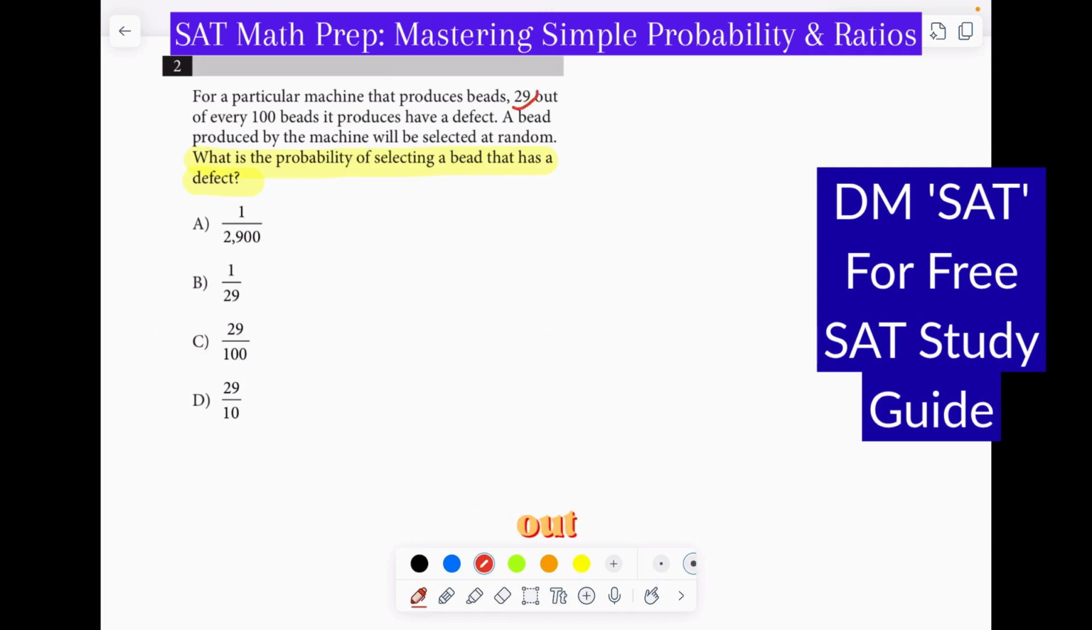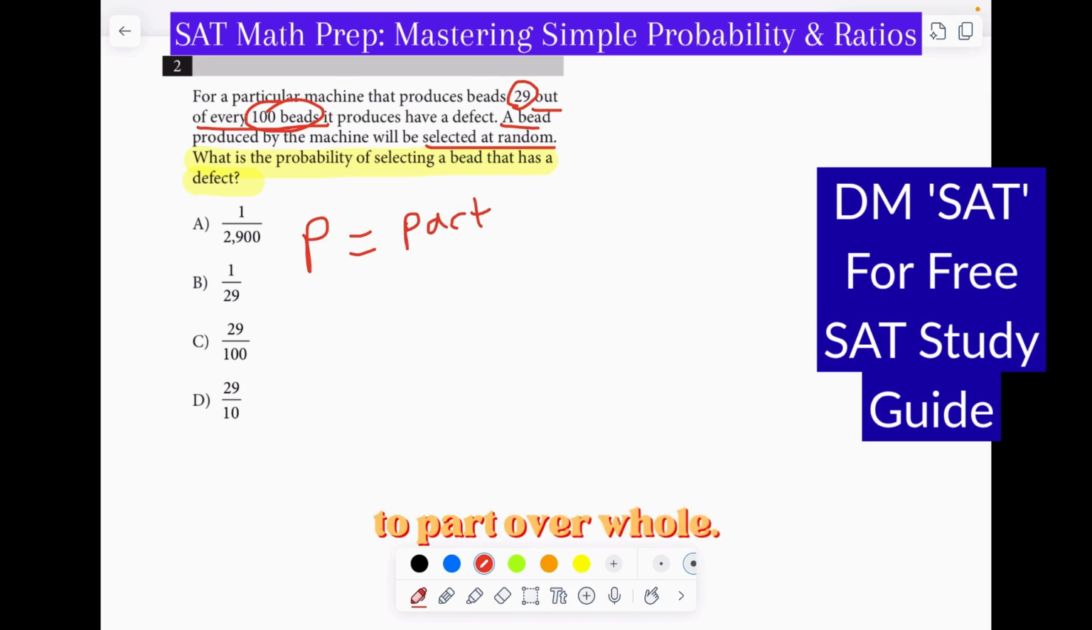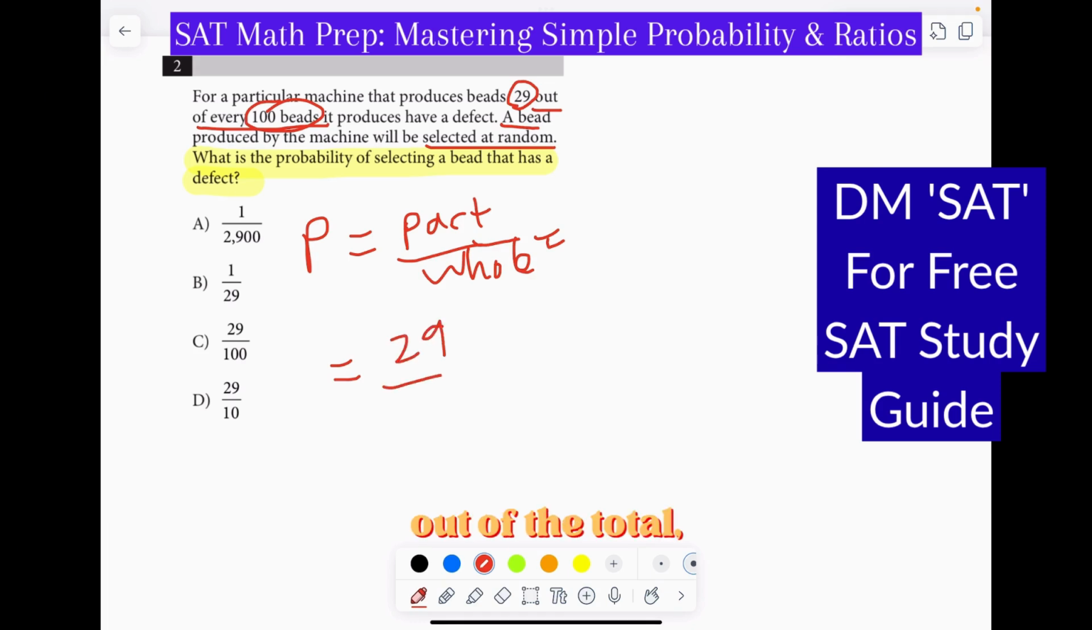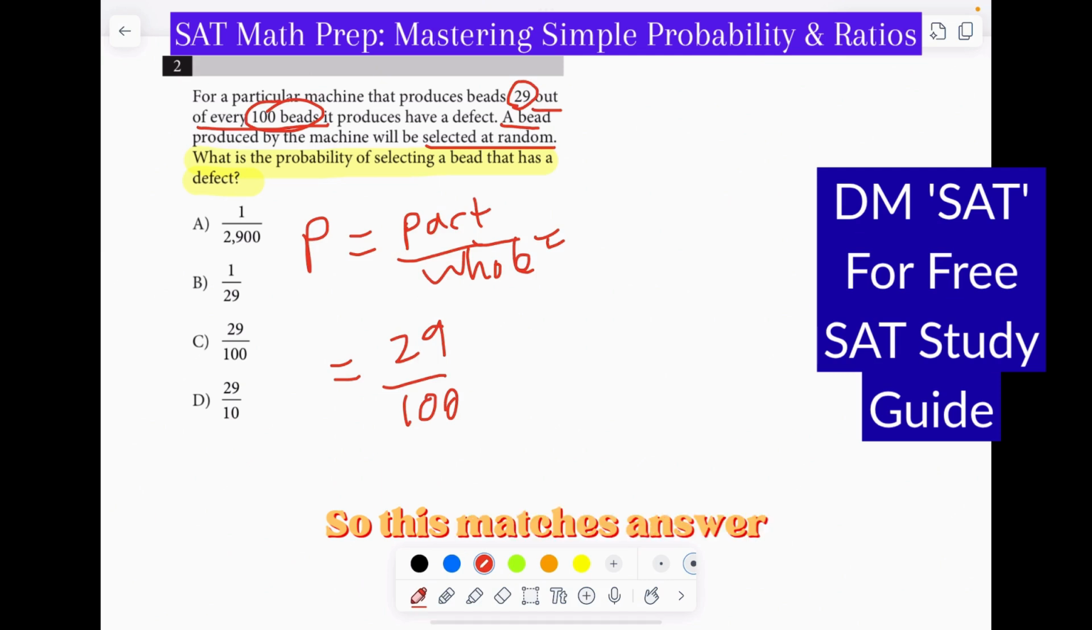So we know that 29 out of every 100 beads has a defect, and a bead will be selected at random. So we know a probability is equal to part over whole. So the probability of selecting a bead with a defect will be the possible, which is 29, out of the total 100. So this matches answer choice C.